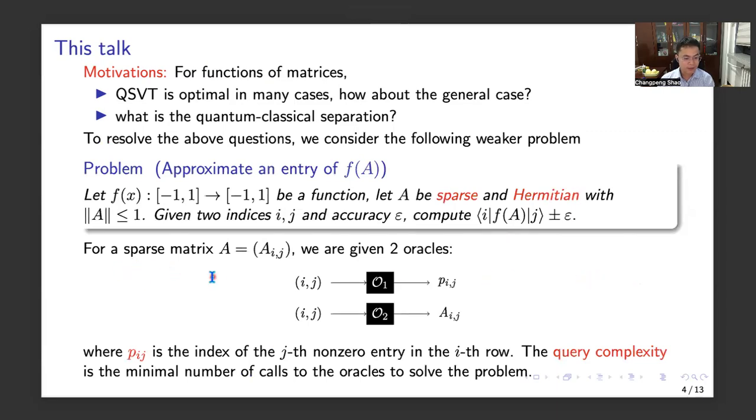A is a sparse matrix, so usually we are given two oracles in the standard way. The first oracle tells us information about the sparsity. If the input is (i, j), then it outputs p(i, j). Here, p(i, j) is the index of the j-th non-zero entry in the ith row. The second oracle is just to query the entry (i, j). So the query complexity is the minimum number of calls to the oracle to solve this problem.